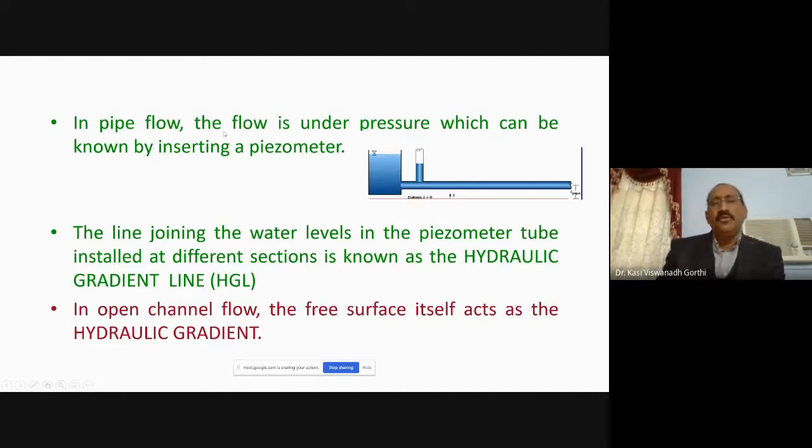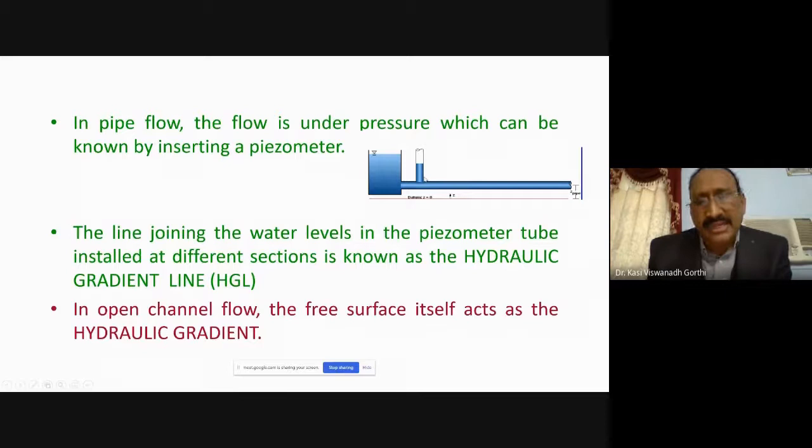So in the pipe flow, the flow is under pressure, which can be measured by inserting a piezometer. If you insert several piezometers at different locations all along the pipe, the line joining all these points will give you the hydraulic grade line, HGL, which you have studied in fluid mechanics.